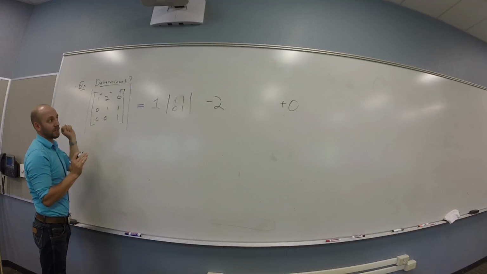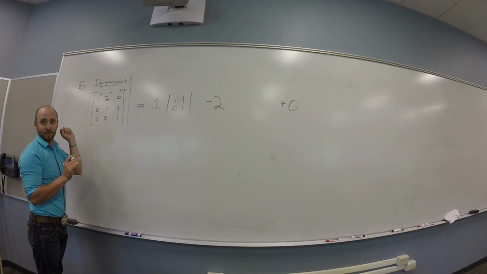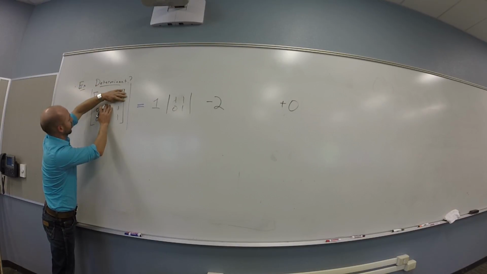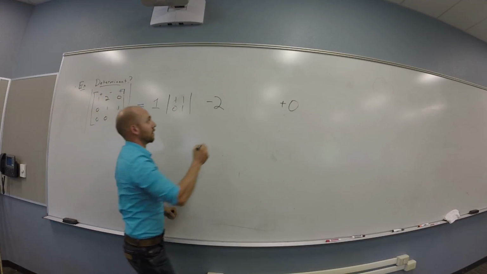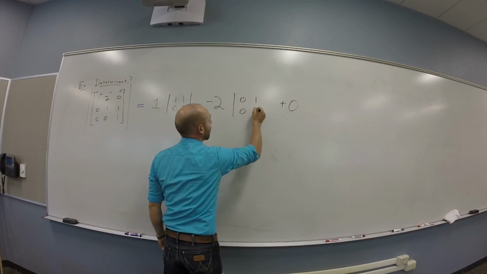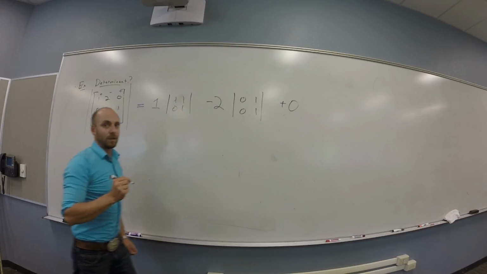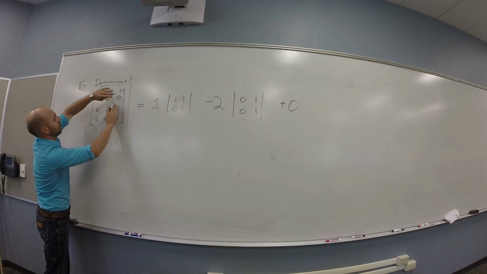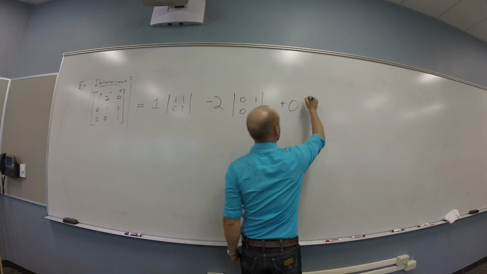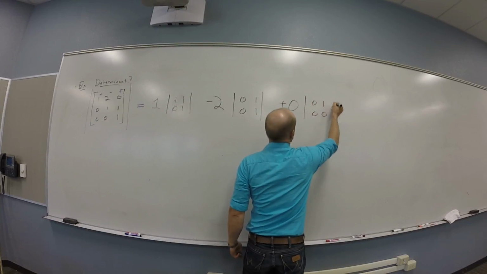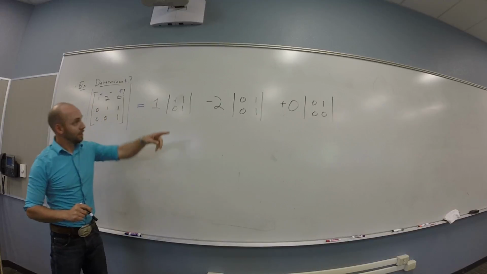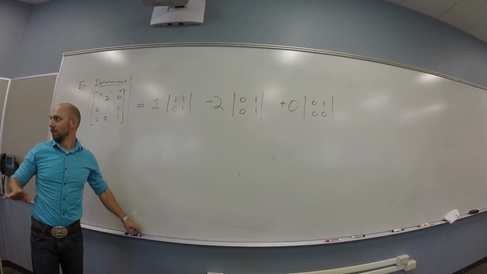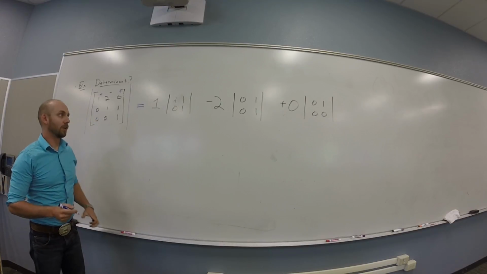Okay? Now, next to the 2, what are you going to do? Cover the row and the column. So that looks like 0, 1, 0, 1. And then you'll have plus 0 times 0, 1, 0, 0. That one's got lots of zeros in it. Okay. And I'm going to keep playing with that one even though it's obviously not going to contribute anything. You guys all good with that? Basically, I just want to give you another little piece of example.